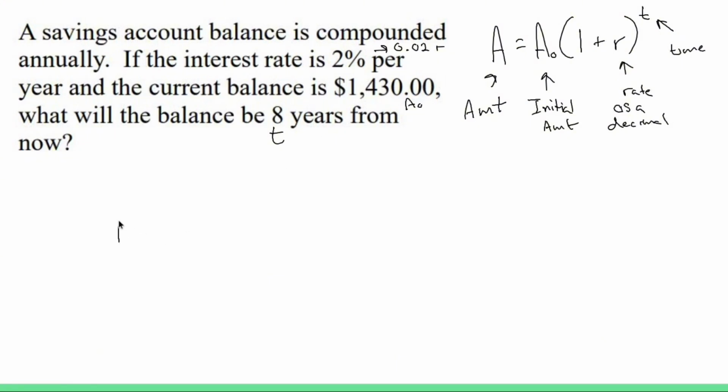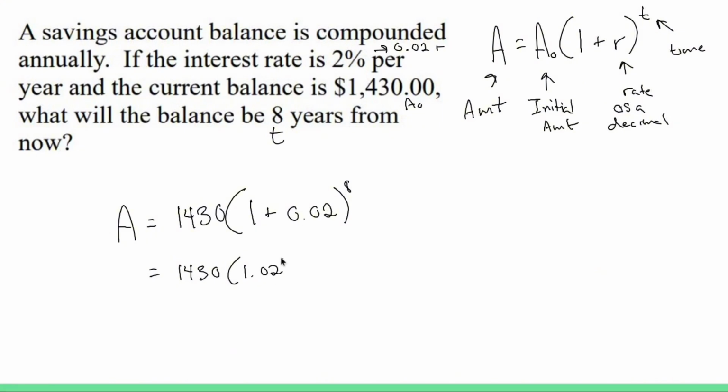So my amount is going to be A equals 1,430 times (1 plus 0.02) to the 8th power. Again, this is just a calculator problem. If you want to do a little bit more simplifying, you could do 1,430 times 1.02 to the 8th. So let me go off to the side on my calculator and figure that out.